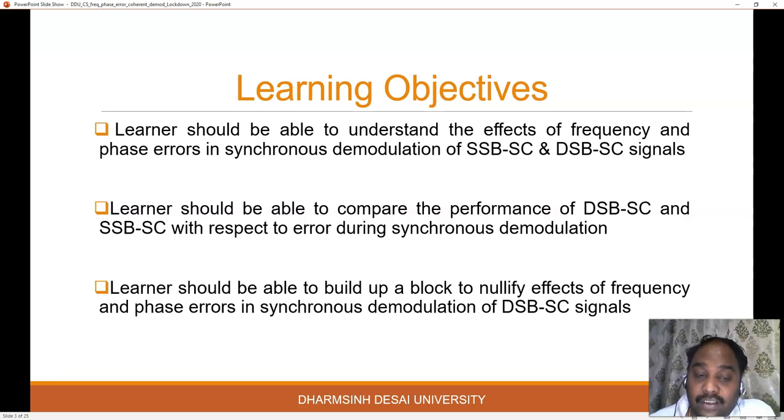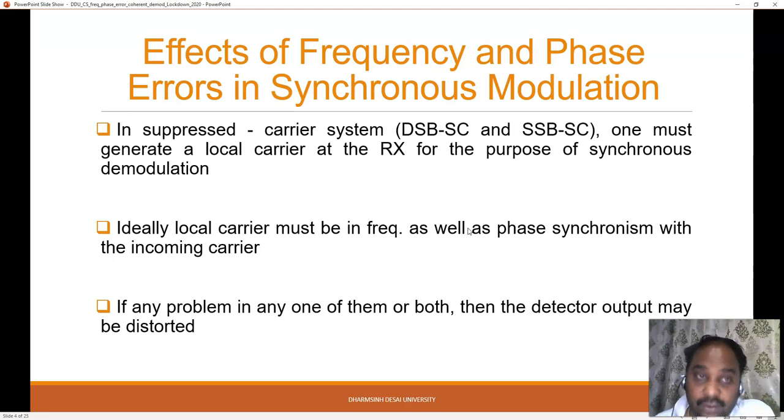After going through this lecture, you should also be able to build a block so that you can nullify the effect of frequency and phase error in synchronous demodulation of a DSB-SC signal. Now, why have I not included the SSB-SC signal? Because we will show that whatever techniques are available for a DSB-SC signal cannot be utilized for the SSB-SC signal. But there are certain techniques which are applicable to both of them. So let us proceed and get into the detail.